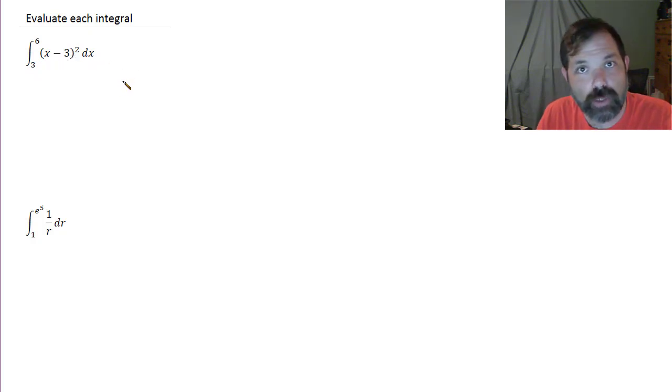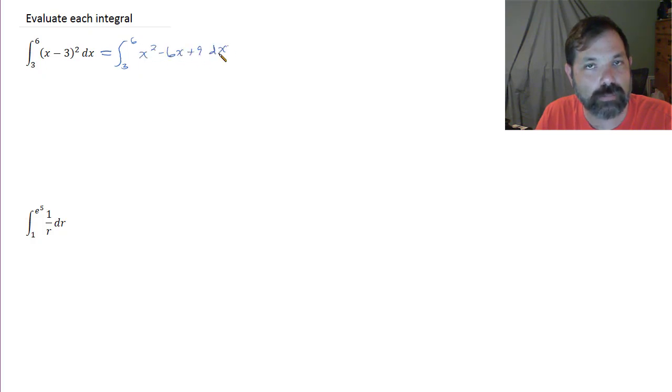All right, so the first thing we need to do is find an antiderivative. For (x minus 3) squared, what we've learned to do with something like this so far is to expand the polynomial and then find the antiderivative of each term. So this is equivalently the integral from 3 to 6 of x squared minus 6x plus 9 dx. Finding the antiderivative, it would be 1/3 x cubed, right?